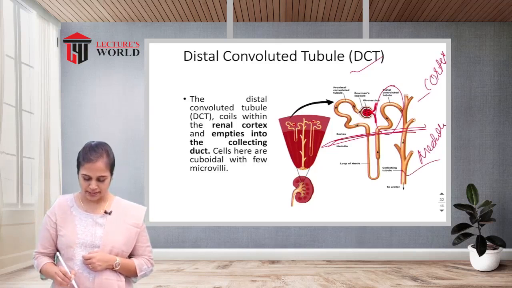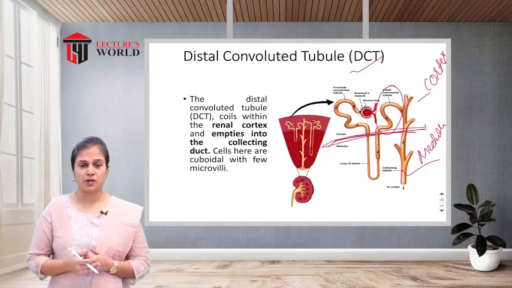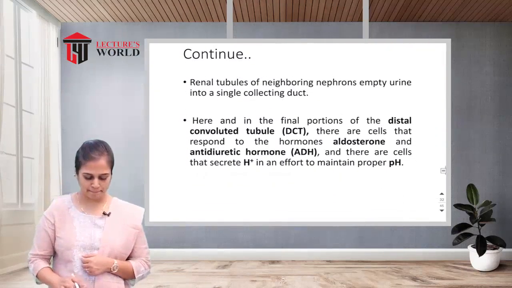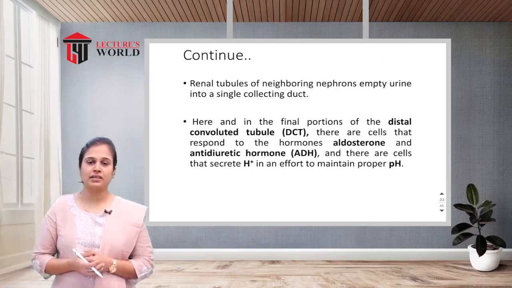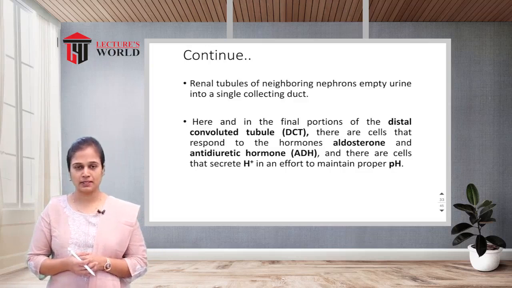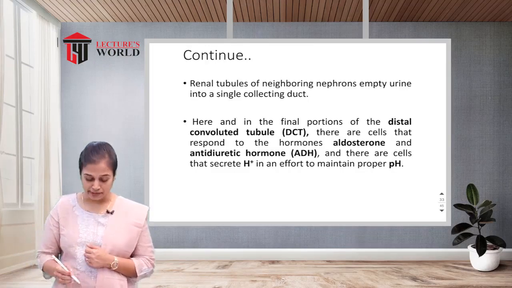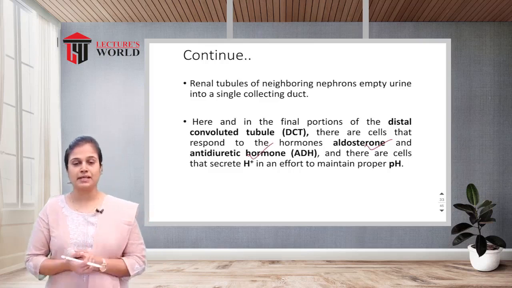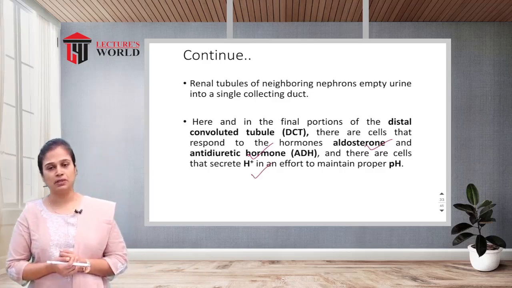This one is the collecting duct, and there are cells which are cuboidal with microvilli. Renal tubules of neighboring nephrons empty urine into a single collecting duct. Here and in the final portion of the distal convoluted tubule, there are cells that respond to the hormones aldosterone and antidiuretic hormone, and there are cells that secrete H plus in an effort to maintain the proper pH.